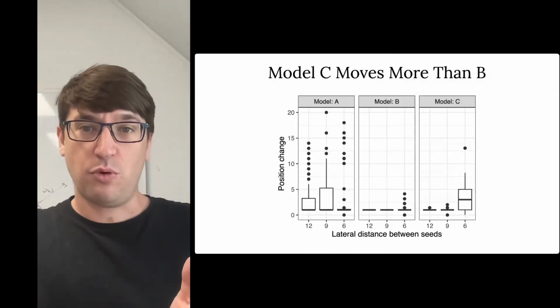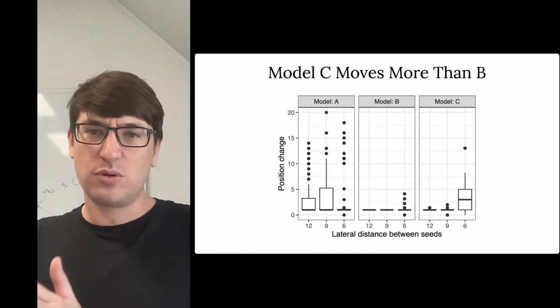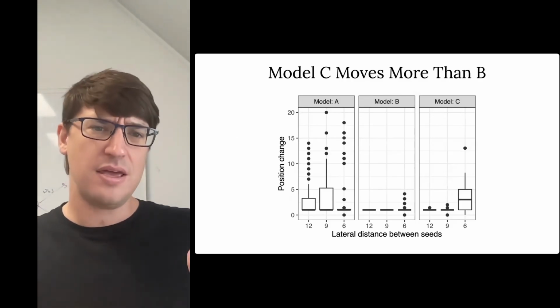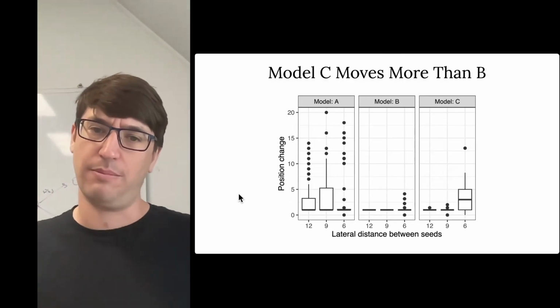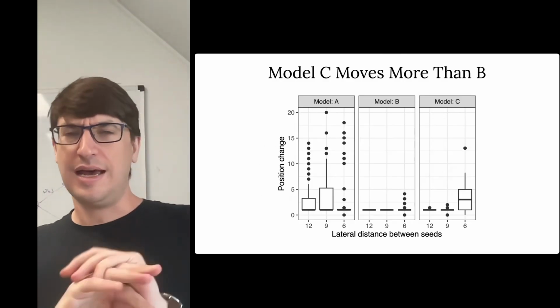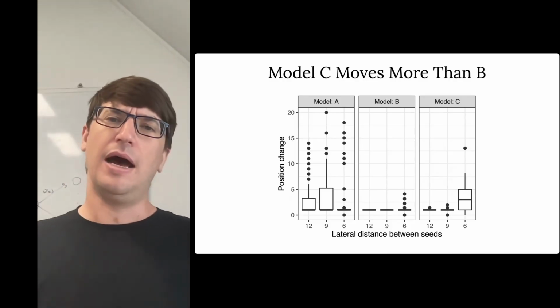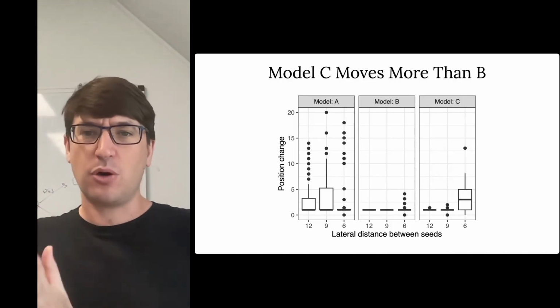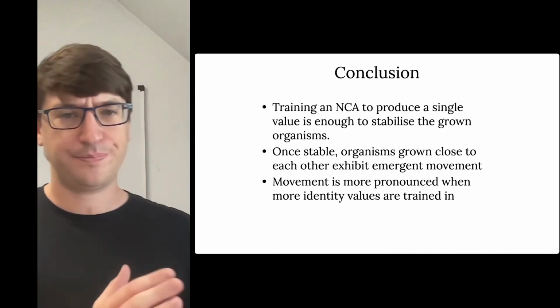A reasonable question would be, is this just Model C? Well, Model C tends to move more than Model B. What we've got here is actually just a bounding box change, so the position of a bounding box around all the living cells. Again, I'll let you look at the paper if you're interested in this because I'm running out of time. But Model C does seem to move more than Model B, is the bottom line of this.